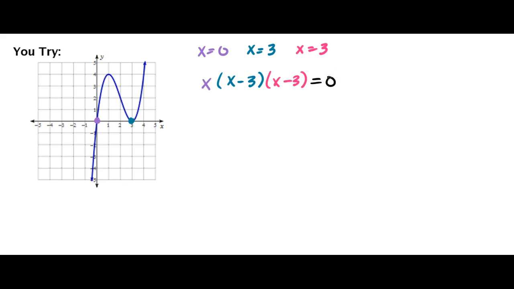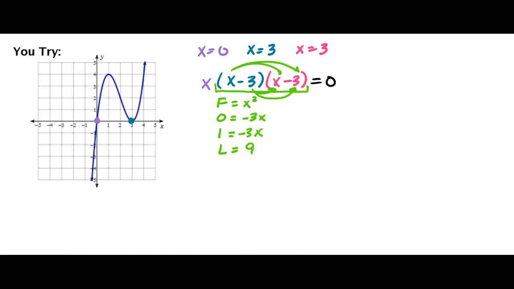So now this one is not so bad because I'm only going to have to FOIL once, and then I'll have to distribute that x. So it won't be quite as much work. So I'm going to start with these two binomials, and I'm going to FOIL those. X times x would give me x squared. X times negative 3 is negative 3x. Negative 3 times x is also negative 3x. And then negative 3 times negative 3 gives me positive 9.